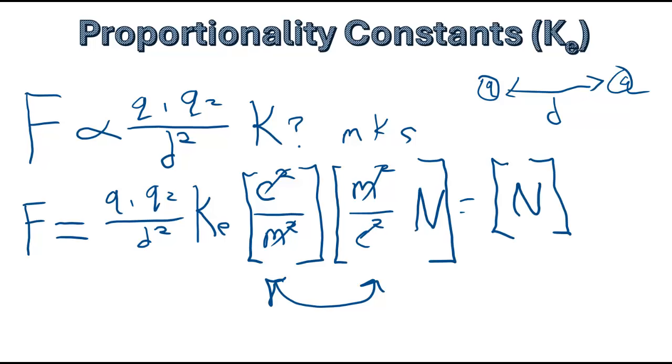So this reciprocal method can be applied to all of the proportionality constants. This is an easy way to figure out the units of the Coulomb constant, if you can't remember them for some reason, or if you didn't memorize them.